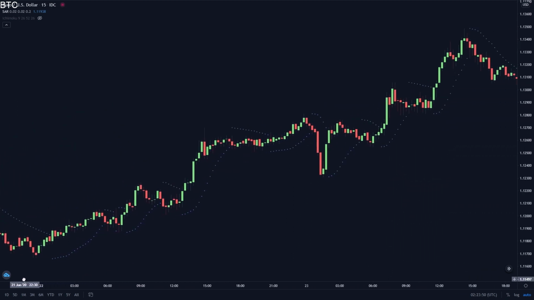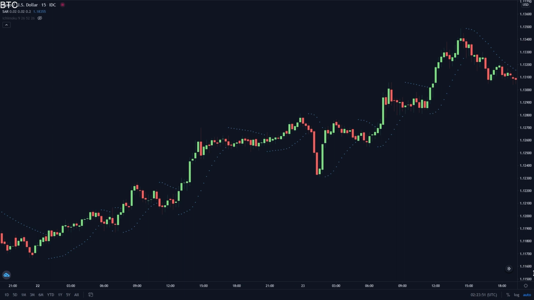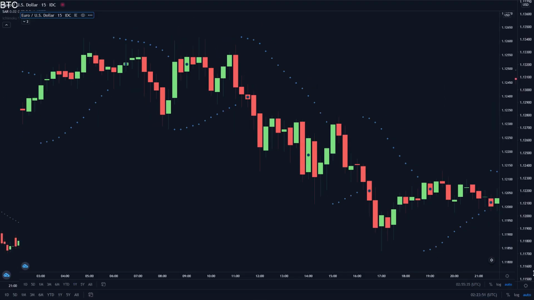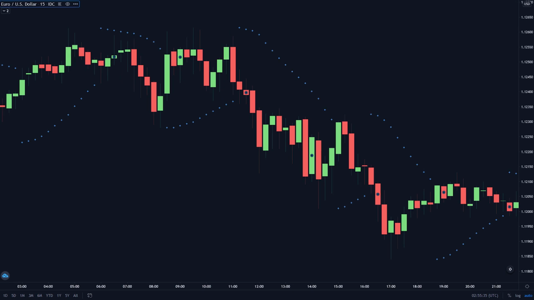The Parabolic SAR is one of the simplest and easiest to learn trend indicators to implement in trading. It is used to predict change of direction and reversals of an asset price. If you open the Parabolic SAR on TradingView or any charting software, this is what it looks like: a bunch of dots positioned either above or below the candlestick.